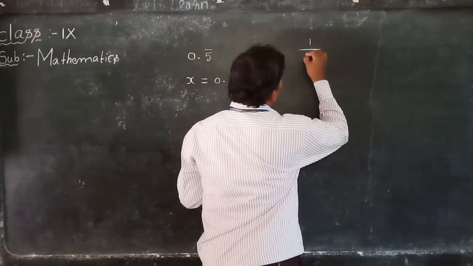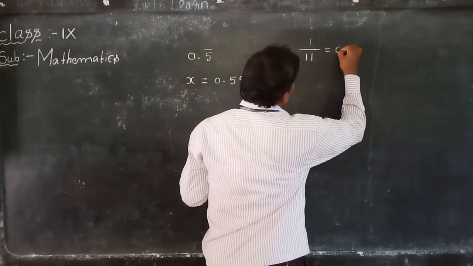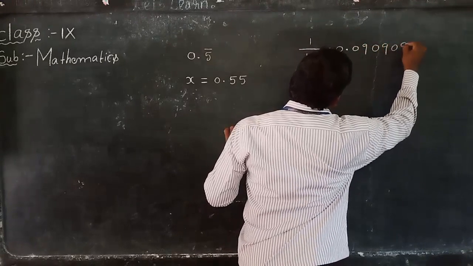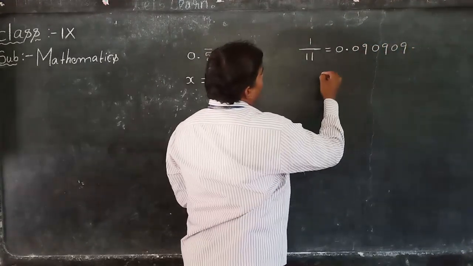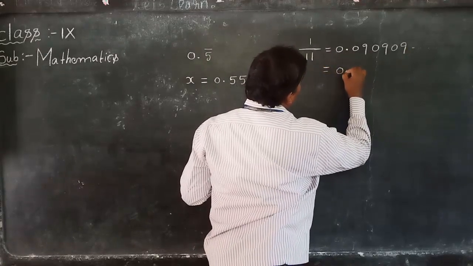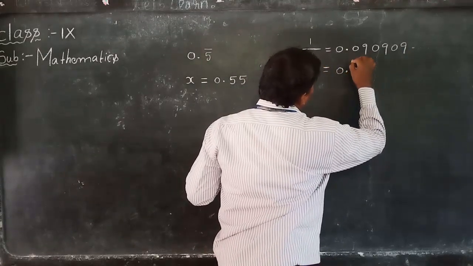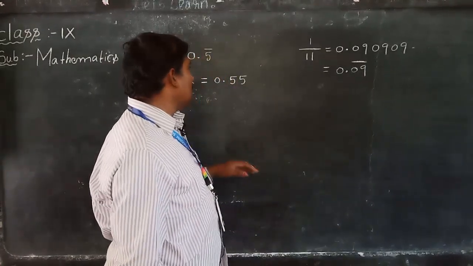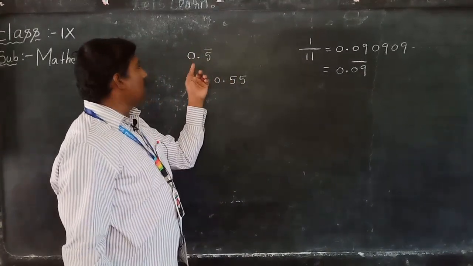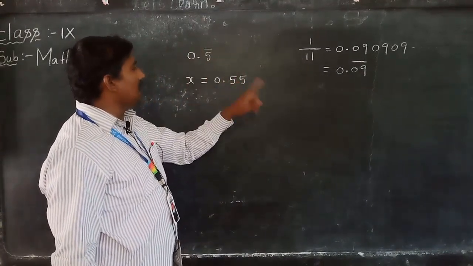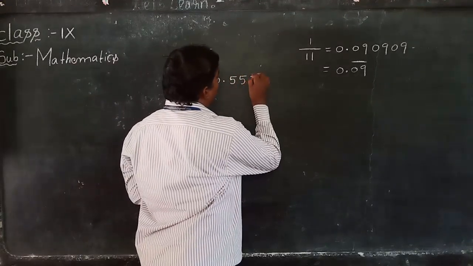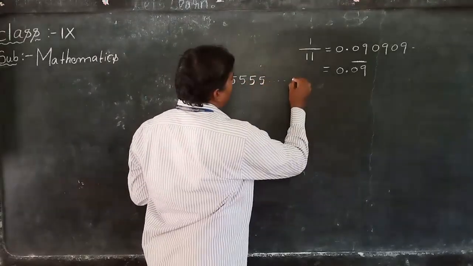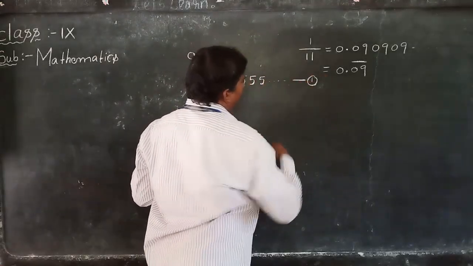We got 1 by 11 is equal to 0.090909 and so on. Instead of that we write 0.09 bar. The values under the bar are repeating. Like that only, here also 0.5 bar means 5 is repeating: 0.5, 5, 5 and so on. We take this as equation number 1.